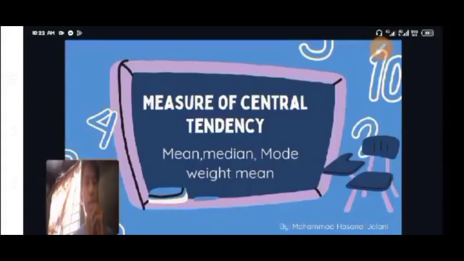Good morning, Sir Edgar. I'm Muhammad Hassan Halujalani. Today, I'm going to discuss measures of central tendency. We have mean, median, mode, and range.